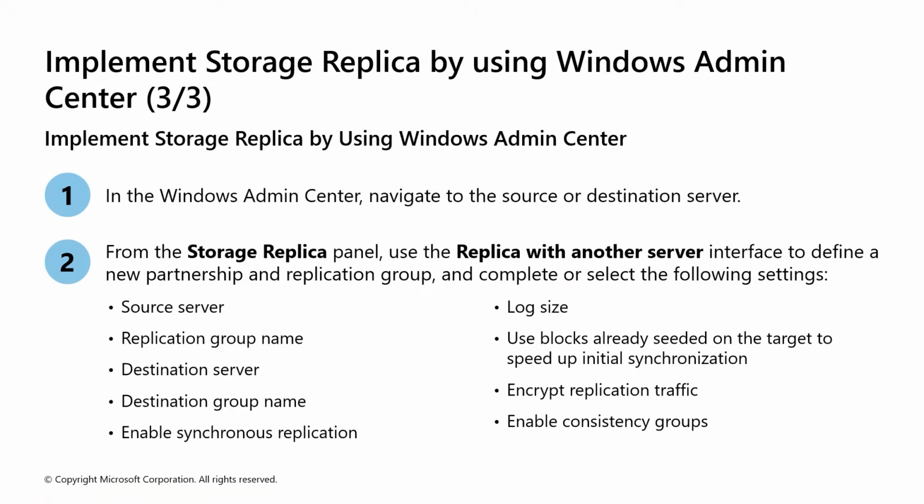To implement Storage Replica, first, in Windows Admin Center, navigate to the source or destination server. Second, use the Storage Replica panel to define a new partnership and replication group. Third, complete settings. They include source server, replication group name, destination server, enable synchronous replication, log size, encryption, and consistency groups.